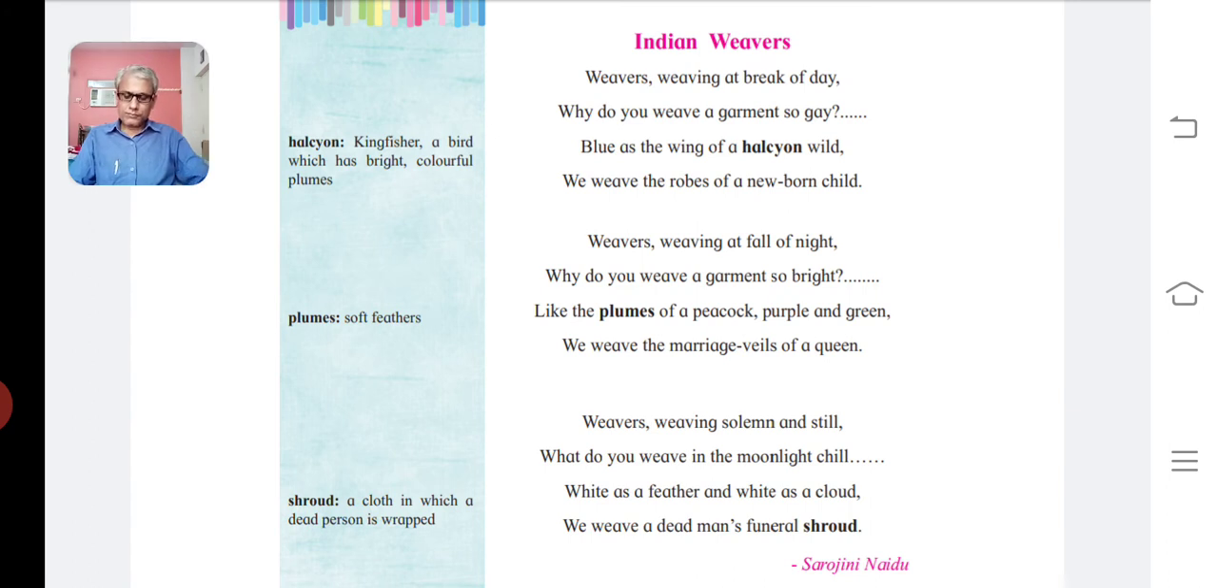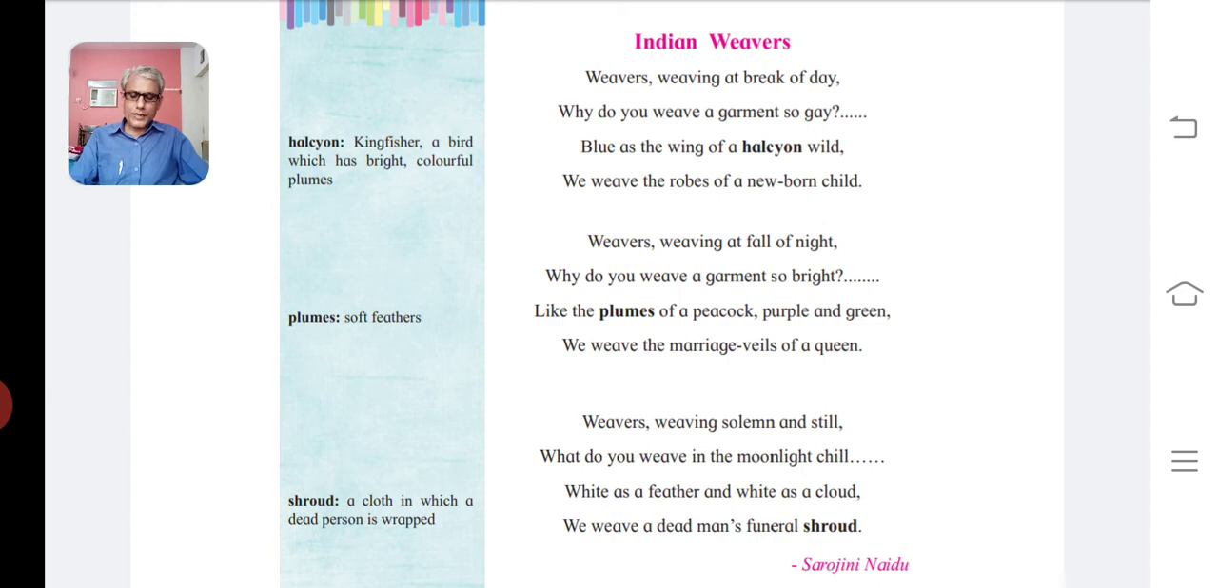Now line number 2. Why do you weave a garment so gay? In this line, again the figure of speech is alliteration. Here, the sound of 'W' is repeated pleasingly. Now third line.